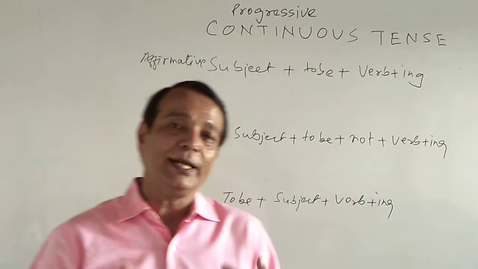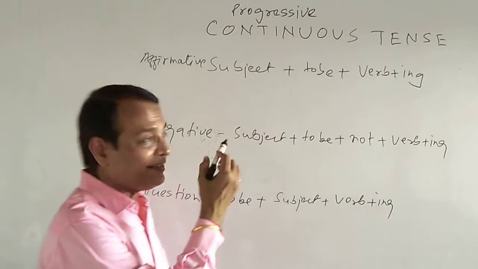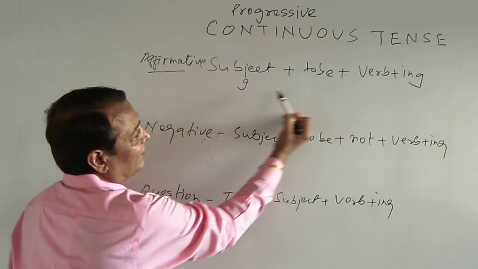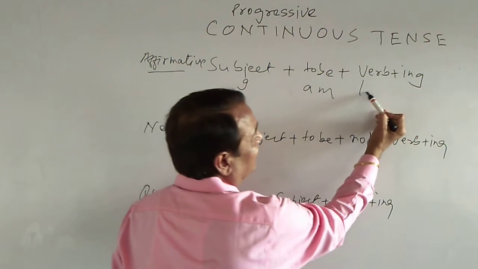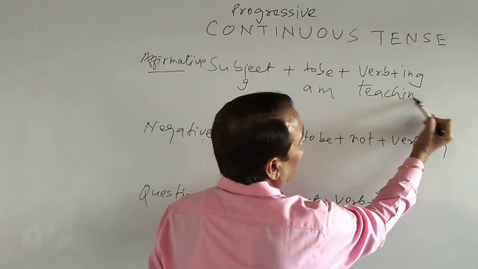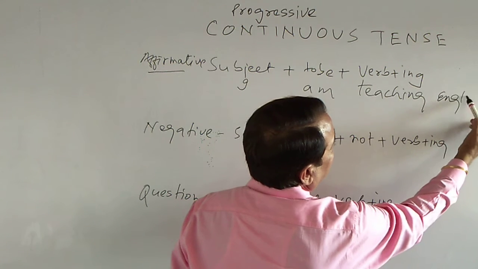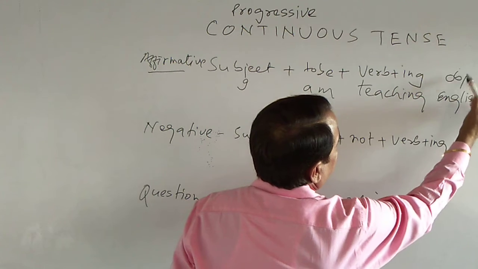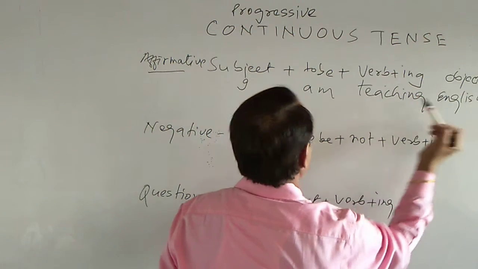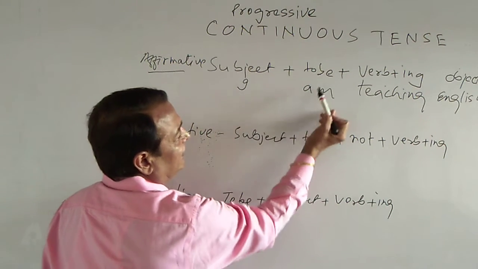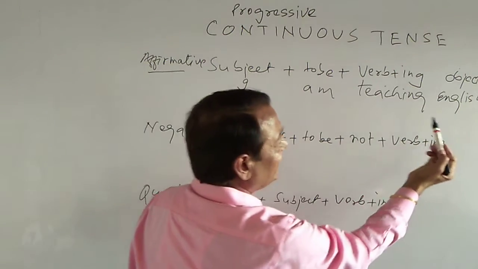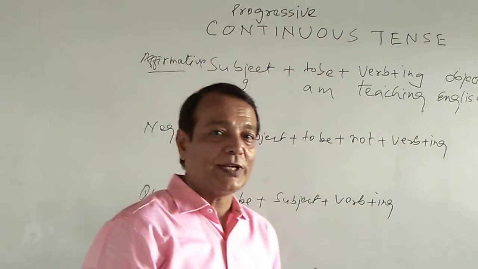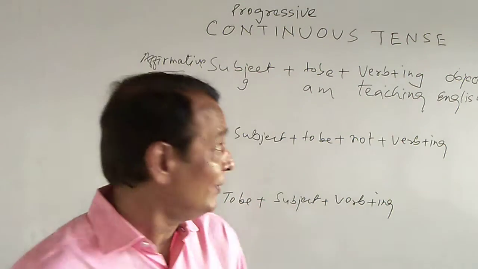Here I am using, I am teaching English now. You have to see the structure. If this is an affirmative sentence, I am using I am teaching English, right? Now this is the object, right? I am teaching English now. So this is continuous, that this action is going on. I am teaching you now, right? Okay, my action is on.